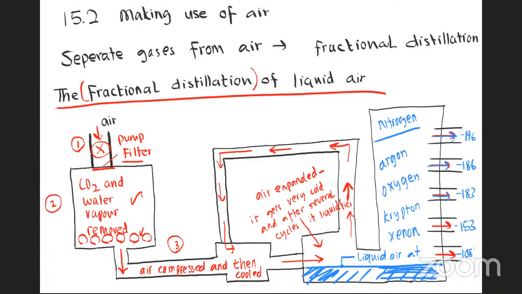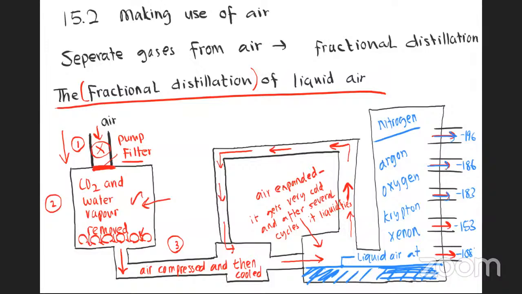So the first step is to pump air into the plant, and it will first go through this filter, and the filter will trap the pollutants. Okay, so all the waste pollutants, most of the dust particles are removed. The next step is for the air to go through this second chamber, where the air is cooled down. Some of the air condenses into liquid, and the rest passes through these beads.